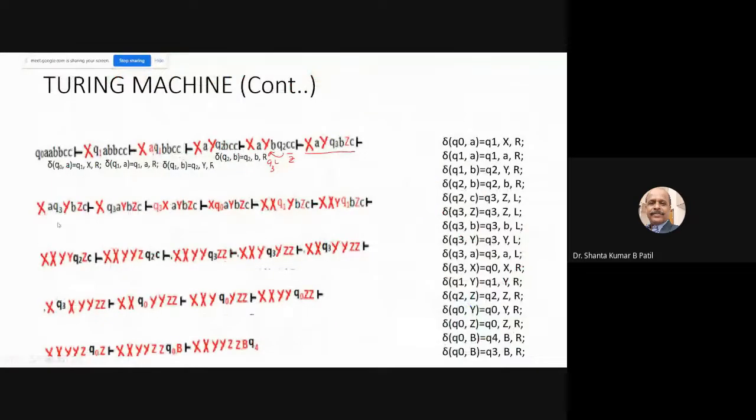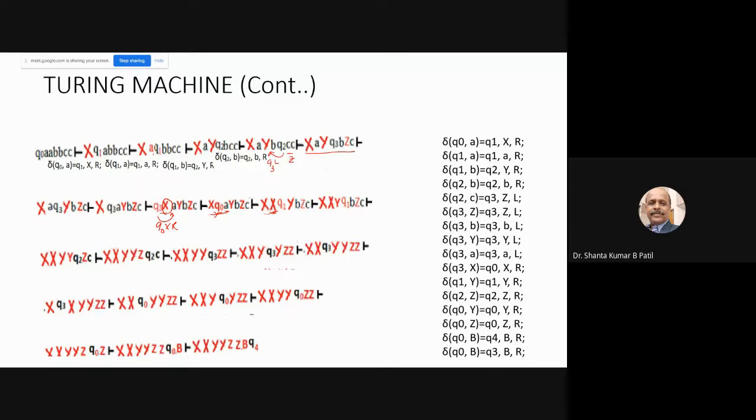Here Q3 reads X. You can observe that Q3 is reading X, which is the last symbol on the left-hand side. So it changes the state from Q3 to Q0, keeps X as it is, and starts moving toward the right side. Q3 was before X, now it has come after X, meaning it has moved right. The state changed from Q3 to Q0. Whenever it is in Q0 and reads A, it is converted into X.